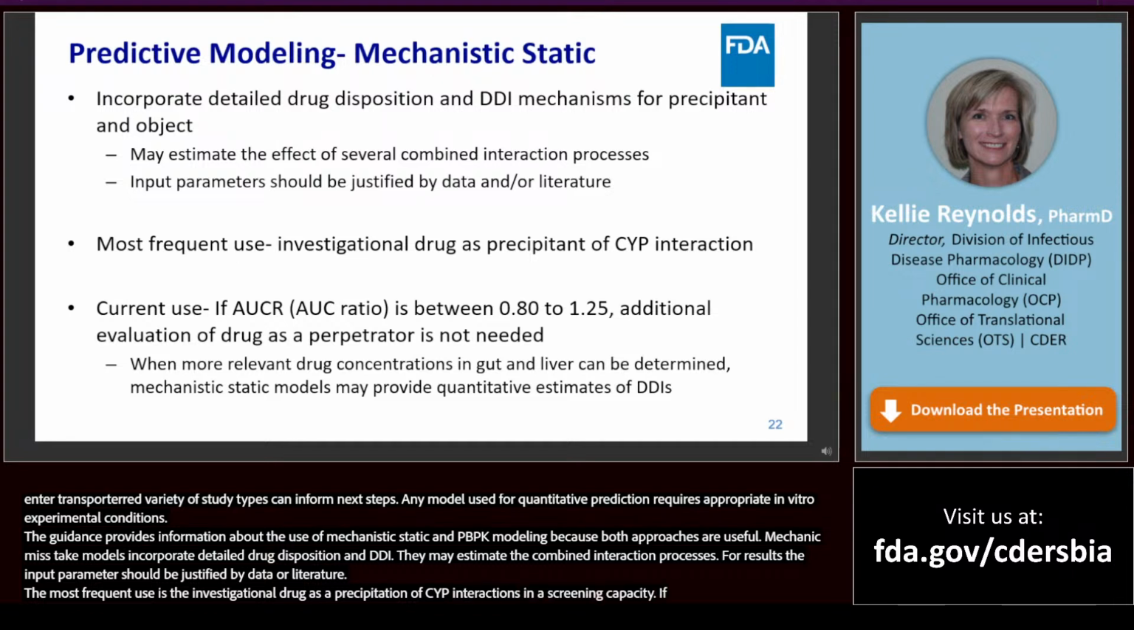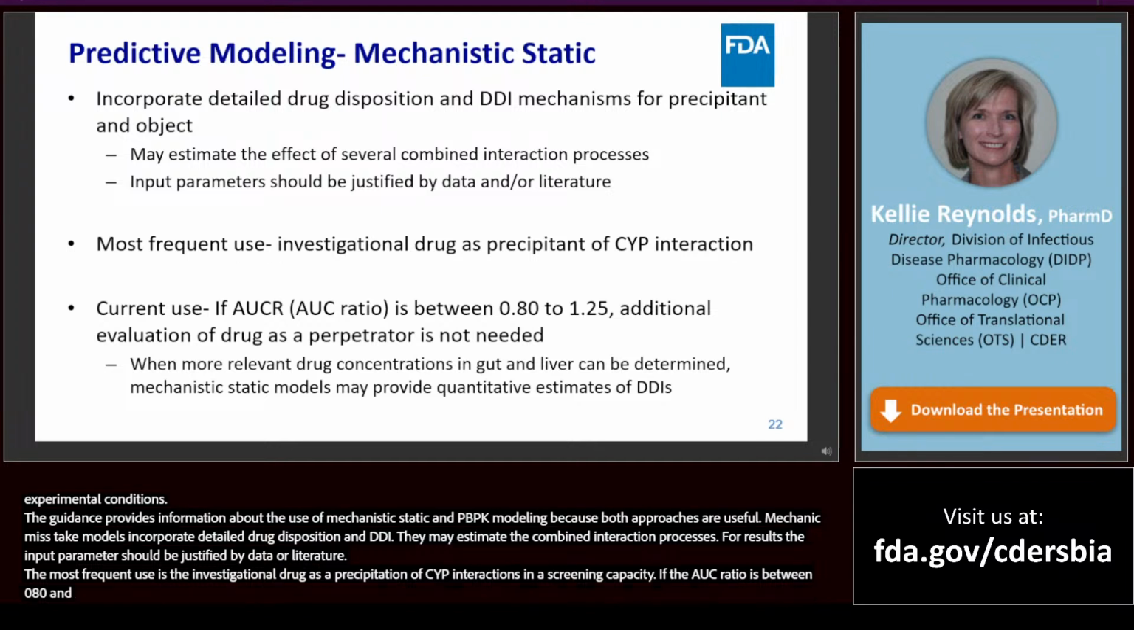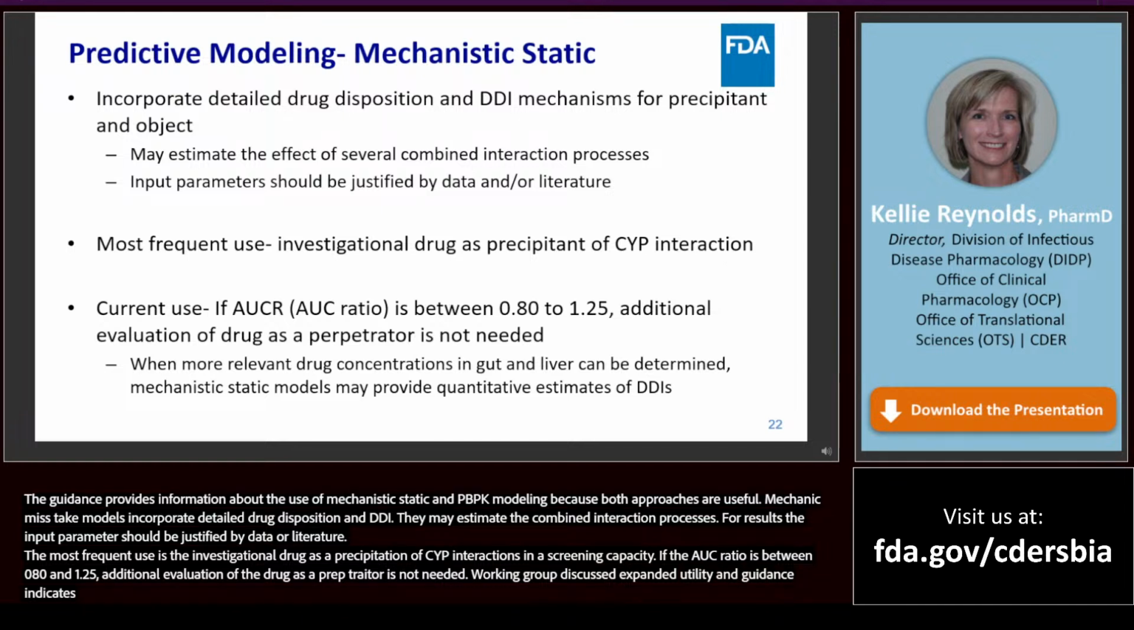If the AUC ratio is between 0.8 and 1.25, additional evaluation of the drug as a perpetrator is not needed. The working group discussed expanded utility of this approach, and the guidance indicates that when more relevant drug concentrations in the gut and liver can be determined, mechanistic static models may provide quantitative estimates of DDIs well beyond the current practices.